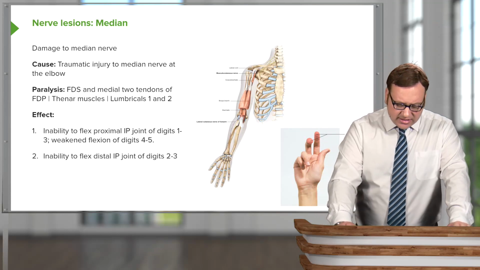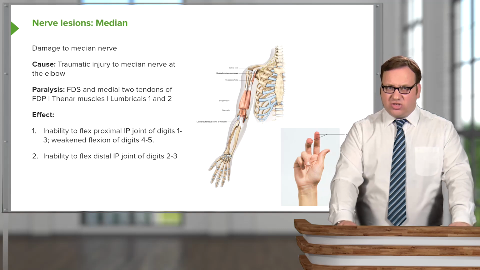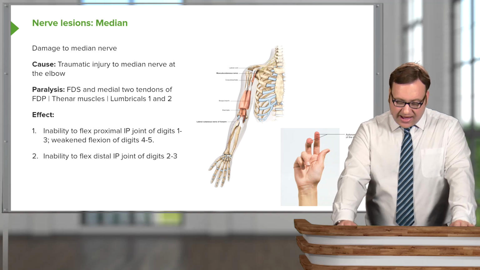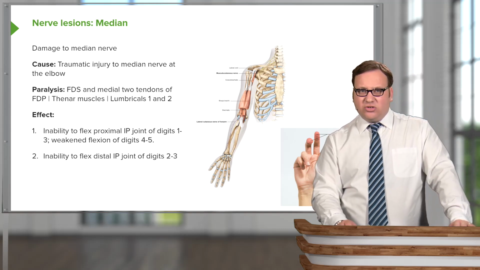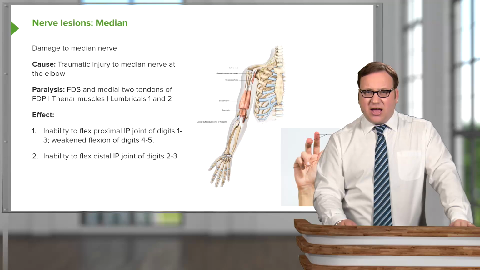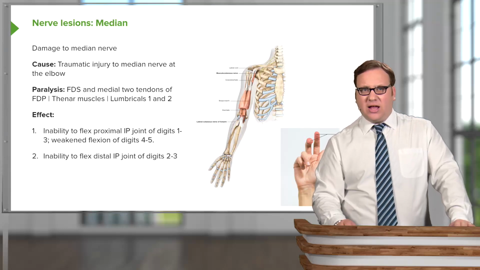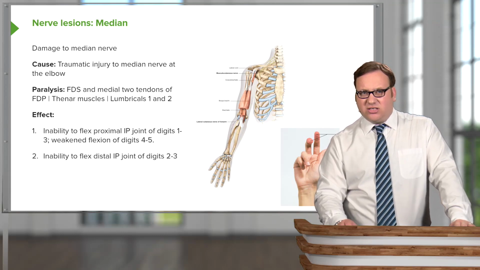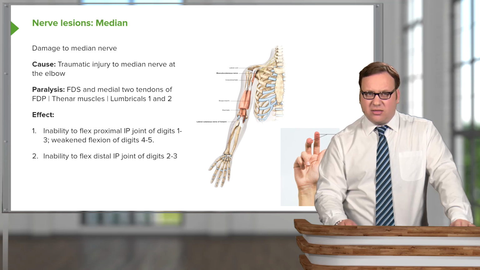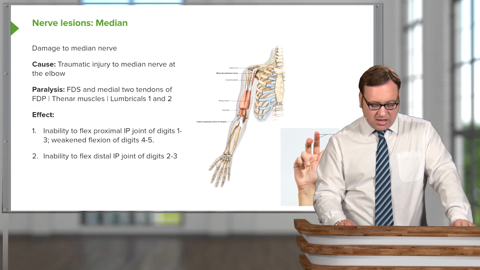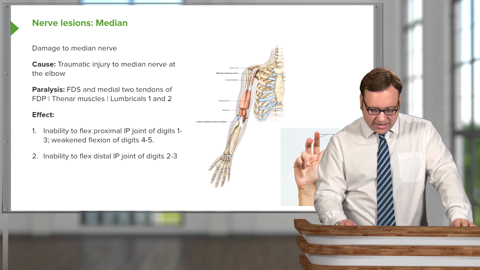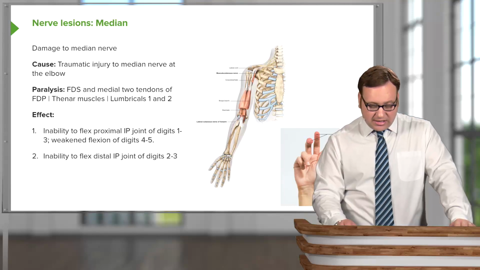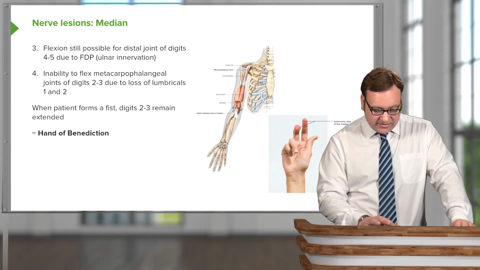The effect, well, again, if you appreciate what these muscles do, then the effect of damage to the median nerve is going to be an inability to flex the proximal interphalangeal joints of digits 1 to 3 and weakened flexion of digits 4 and 5. You're also going to have an inability to flex the distal interphalangeal joints of digits 2 and 3. So you can see paralysis of the median nerve leads to quite substantial inabilities of the contractile abilities of these muscles, leading to quite a significant functional deficit.